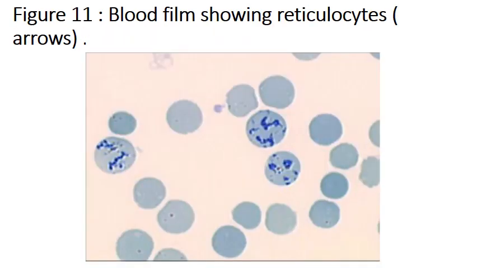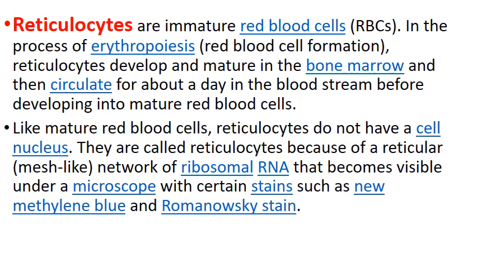This is also a blood film showing reticulocytes. A reticulocyte is an immature red blood cell that is produced in the bone marrow and then released into the peripheral blood. This is usually seen in hemolytic anemia. What is a reticulocyte? Reticulocytes are immature red blood cells.